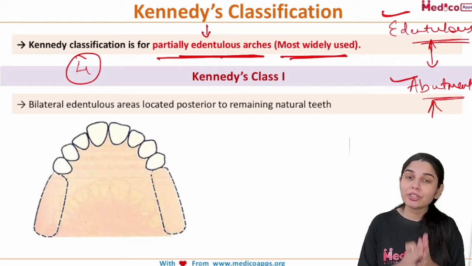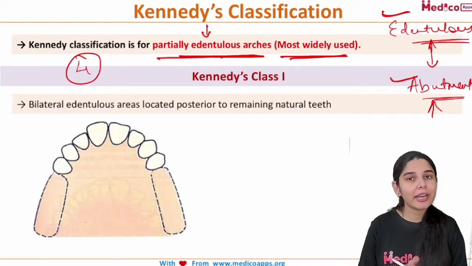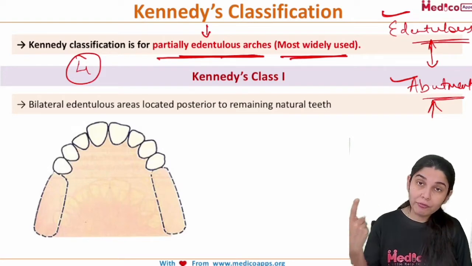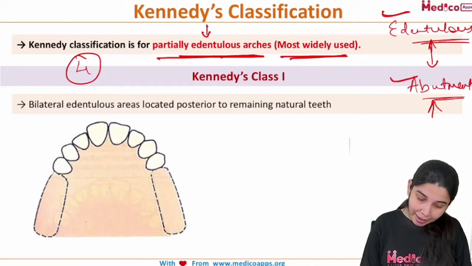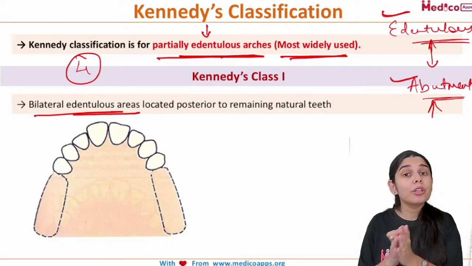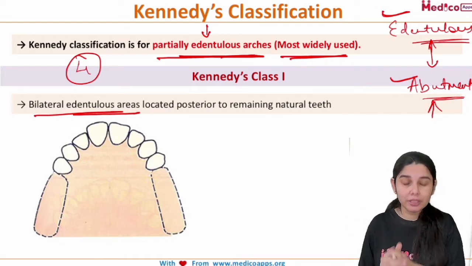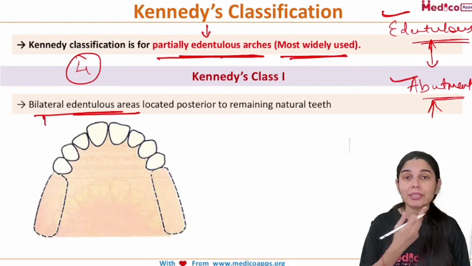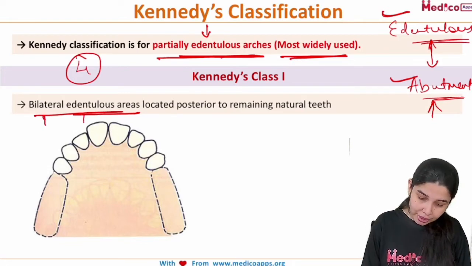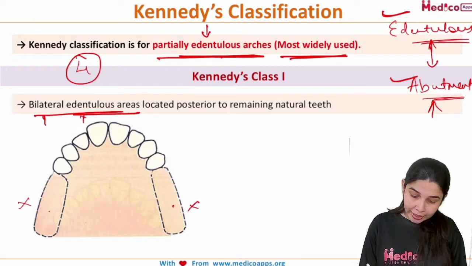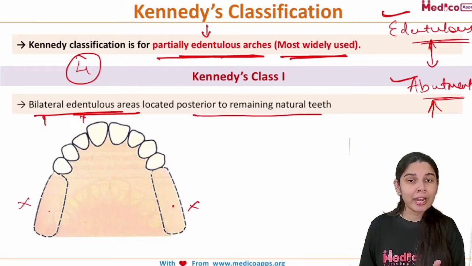In this lecture, let's start by first understanding class 1. What is Kennedy's class 1? The first class is the bilateral edentulous area. I'll divide it and tell you what each word means. Bilateral means present on both sides, right and left. Edentulous area means where no teeth are present. These are the edentulous areas located posterior to the remaining natural teeth.